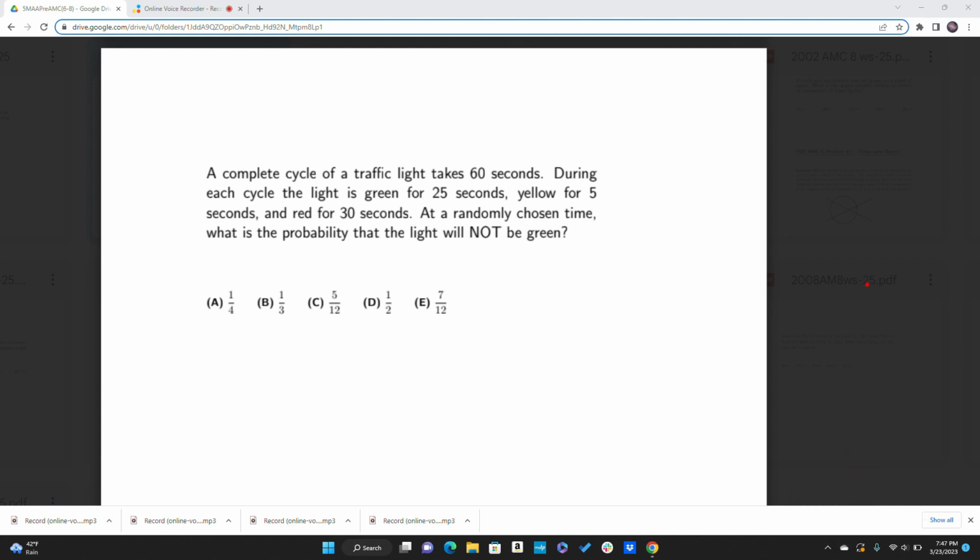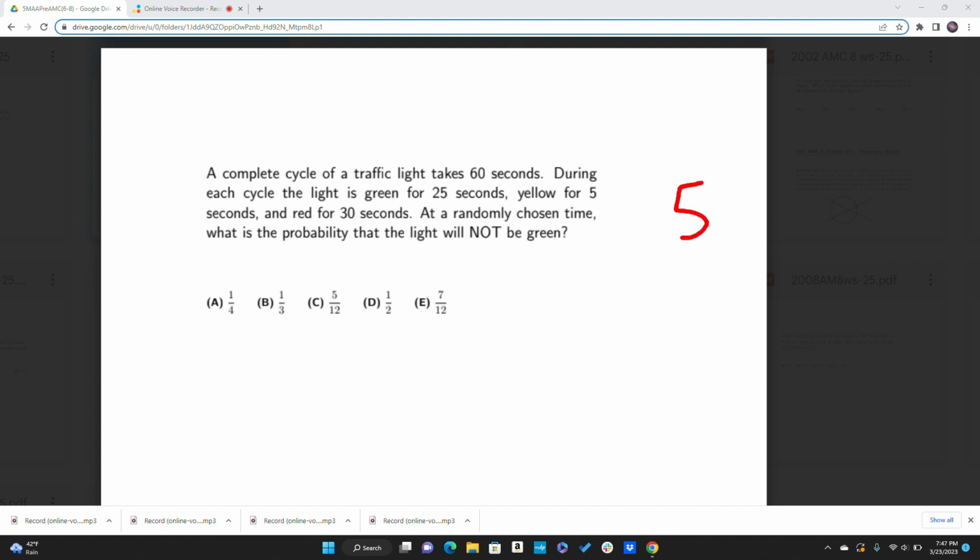We have a complete traffic cycle light. Takes 60 seconds. So it's green for 25, yellow for 5, red for 30. So what's the probability that at a random time the light will not be green? Okay, so when is it not green? Well, it's not green when it's yellow, so that's for 5 seconds.